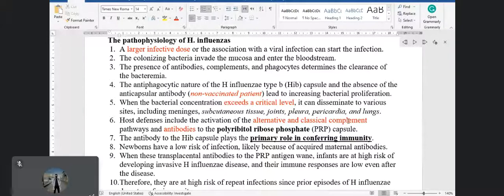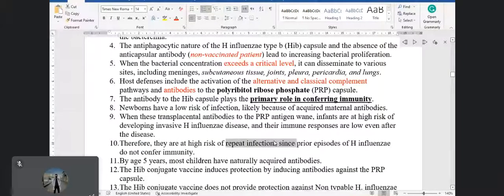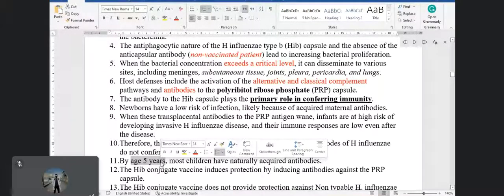Antibodies against group B H. influenzae play a primary role in conferring immunity. Newborns are more likely to be infected, and therefore there is a high risk of repeated infections if the child has not developed immunity. And actually, antibodies even in non-vaccinated children will develop at the age of 5 years. So even the infection is slow and does not lead to meningitis, and by 5 years immunity against this microorganism develops.